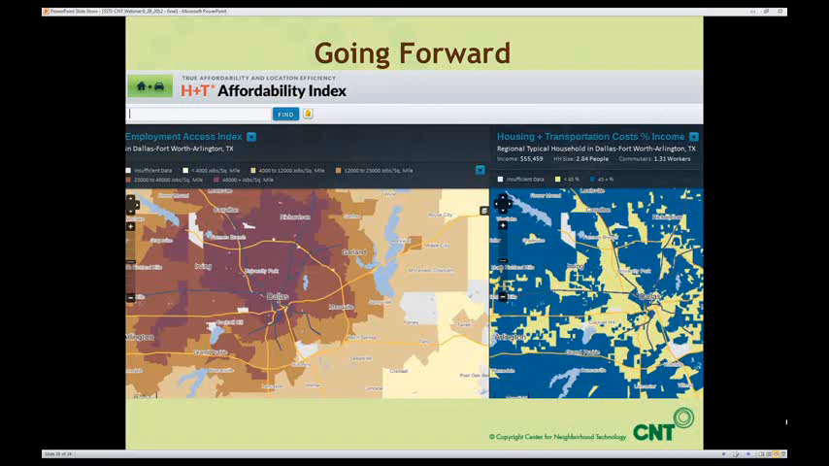The H+T index is an example of a small-scale geographic unit of analysis where the data is provided for housing and transportation. And also, if you look at the map on the left side, employment accessibility in very small units so that you can see the effect of even relatively small scale projects. This index includes a number of other important measures, including transit connectivity at even the bus stop level.